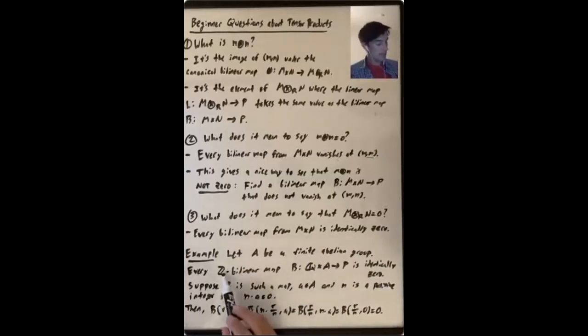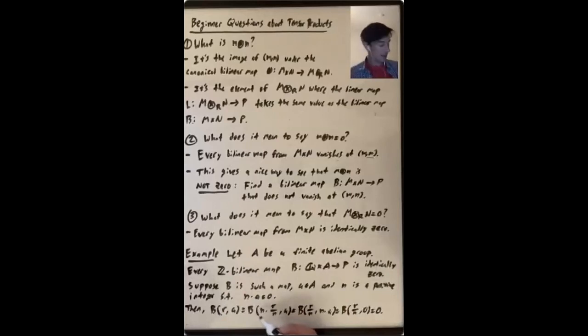So let's suppose that B is a Z bilinear map from Q cross A to some Z module P. Let's take a to be an element in our finite abelian group. And we know that there's some n, a positive integer, such that n times a equals 0. Then we're going to show that this bilinear map is identically 0 by showing that B of (r, a) is 0, where a is any arbitrary element in here, and r is any rational number. So the important thing is just for every a, we have an n so that n times a equals 0.